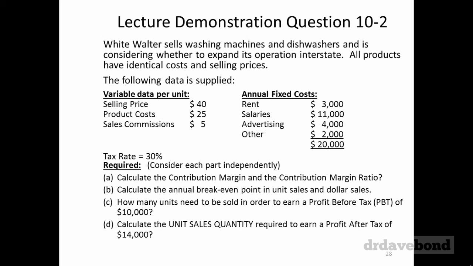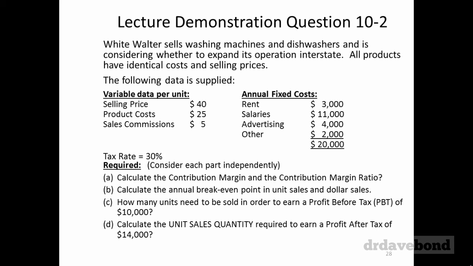And is considering whether to expand its operation interstate. All products have identical costs and selling prices. You have a selling price of $40 per unit, product cost of $25, sales commissions of $5 per unit. You have $20,000 in annual fixed costs, a tax rate of 30%. Part A, calculate the contribution margin and contribution margin ratio.